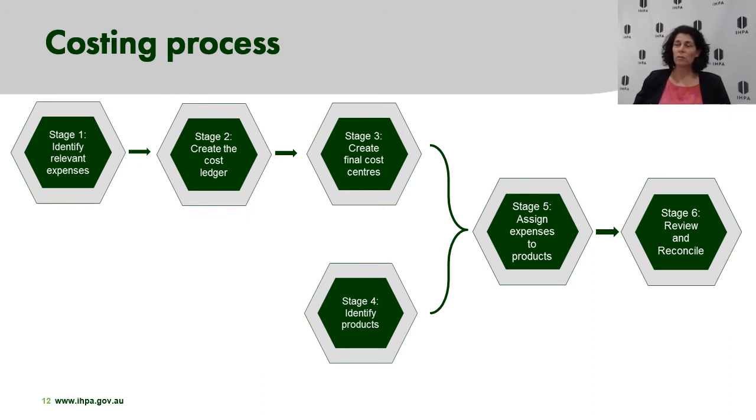Stage 6 is really quite important. They're all important, but stage 6 is going back and reviewing and reconciling for each step along the costing process to ensure that the dollars and activity identified at the start of the costing process have been accounted for at the end of the costing process.